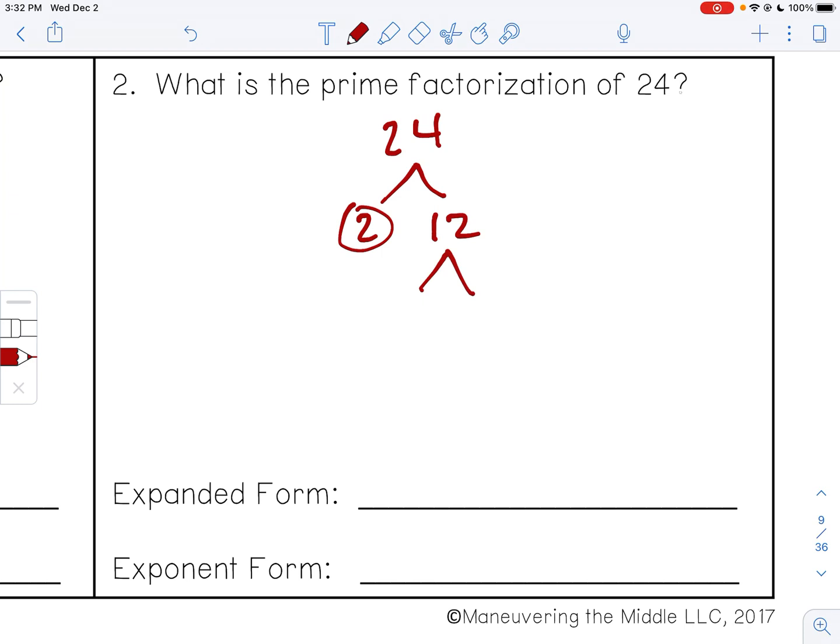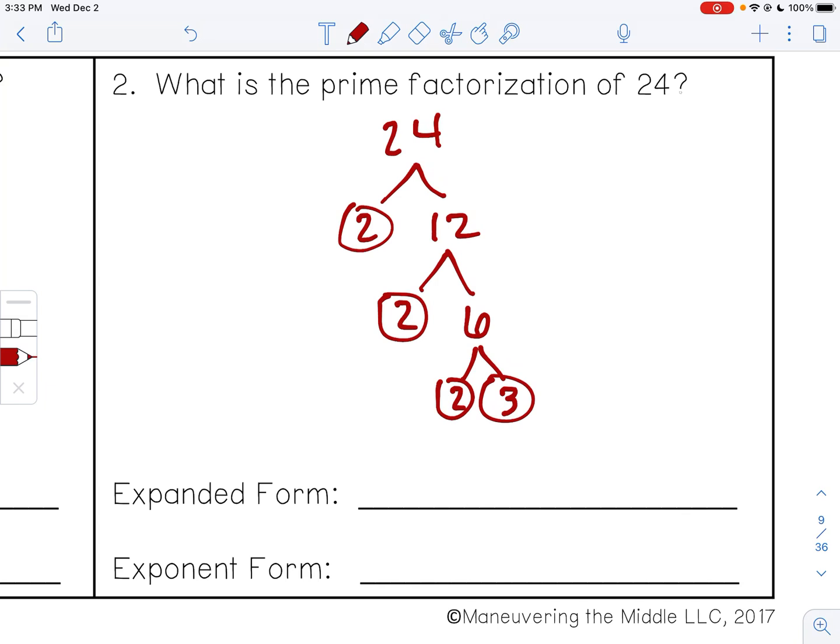I again notice that 12 is even, so I'm going to pull that 2 out. And I know that it's a prime number. So 2 times what equals 12? Again, I hope you're thinking 6. Now, is 6 a prime number? That answer is no. So I have to draw 2 more branches. I have to get all the way down to where I get all prime numbers. 6 is even, so I'm going to pull out that 2. And 2 times what gives me 6? 3. I know 2 and 3 are prime numbers, so I'm going to circle them.